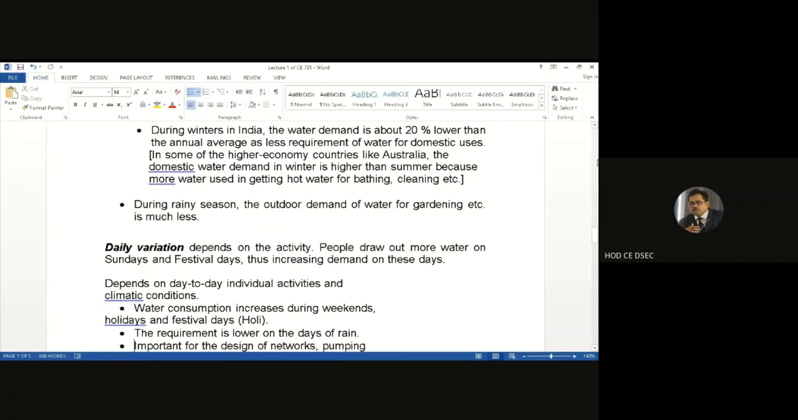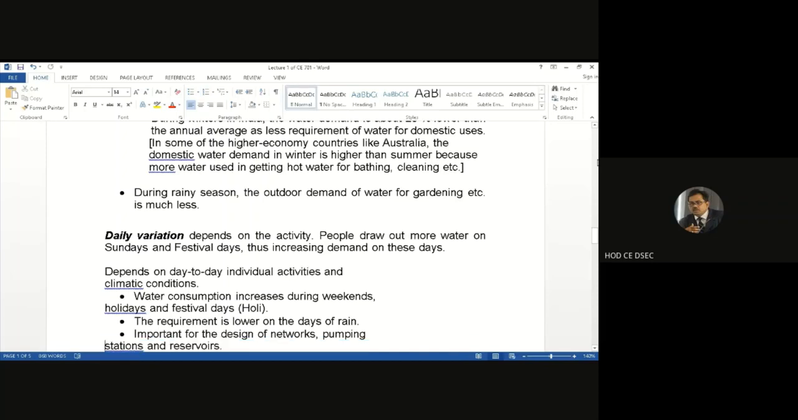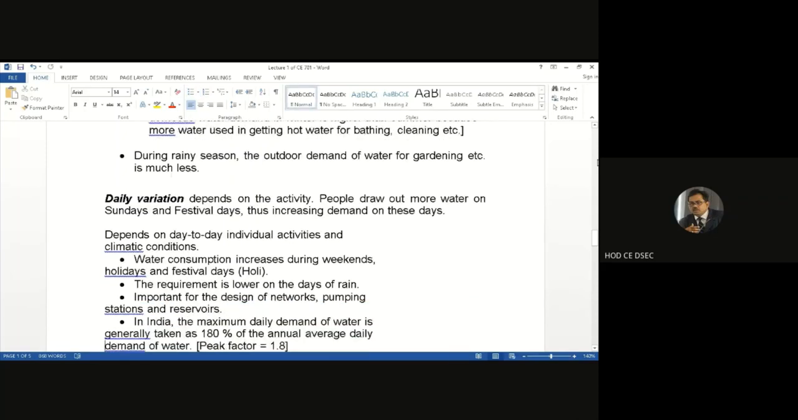Now, depending on the day-to-day individual activities, as I mentioned for the holiday, Sunday, I want to specially mention Holi. Holi is our holiday, the festive day, the color festival day, where the water usage is the most. The requirement is lower on the days of rain again.